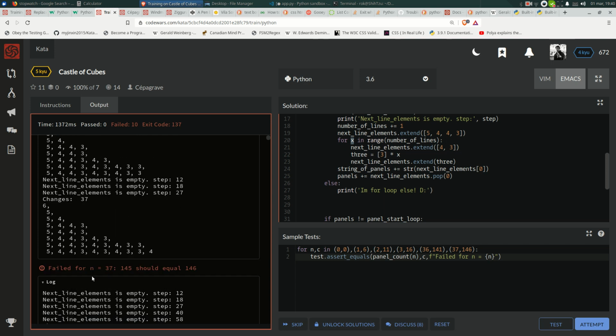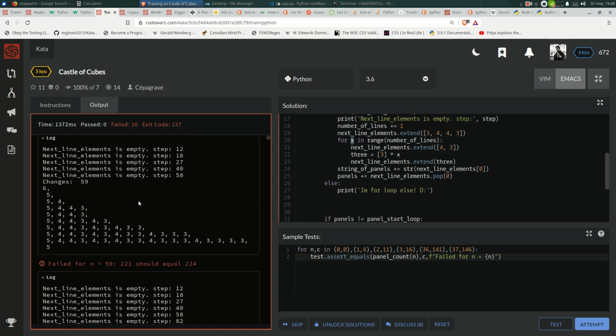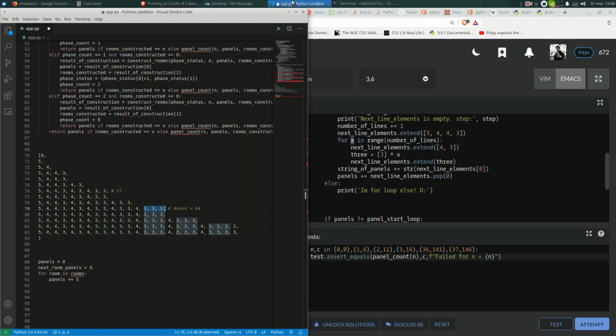Oh, that's all correct, and it failed for 37, of course, and for 59. So what do we have here? We have those steps, and to get on my level of understanding, first we have to make those steps a bit steeper, and that is to make the same thing.